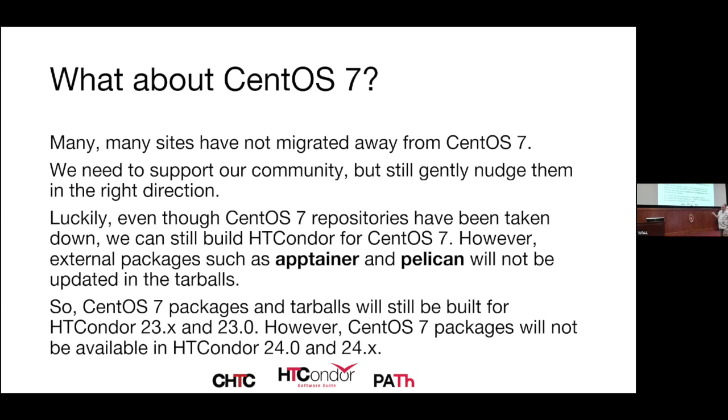Luckily, 2 years ago, we moved to building in Docker containers. And I made our Docker build containers entirely self-contained. So you did not need to access the network repositories at all in order to build for CentOS 7. So we will continue building and providing RPMs and tarballs for CentOS 7 through the rest of 23. So it's basically adding a few months. You know, it went end of life June 30th.